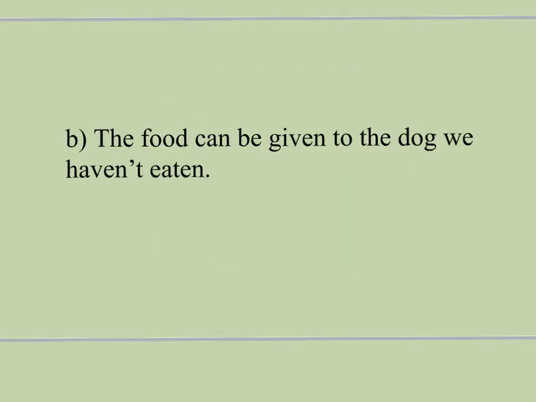Now look at number B. The food can be given to the dog we haven't eaten. There are 2 points describing the food. One is can be given to the dog, and the other one is we haven't eaten. Which one is more likely to be used as a relative clause? Which one makes sense? Well, it should be we haven't eaten.